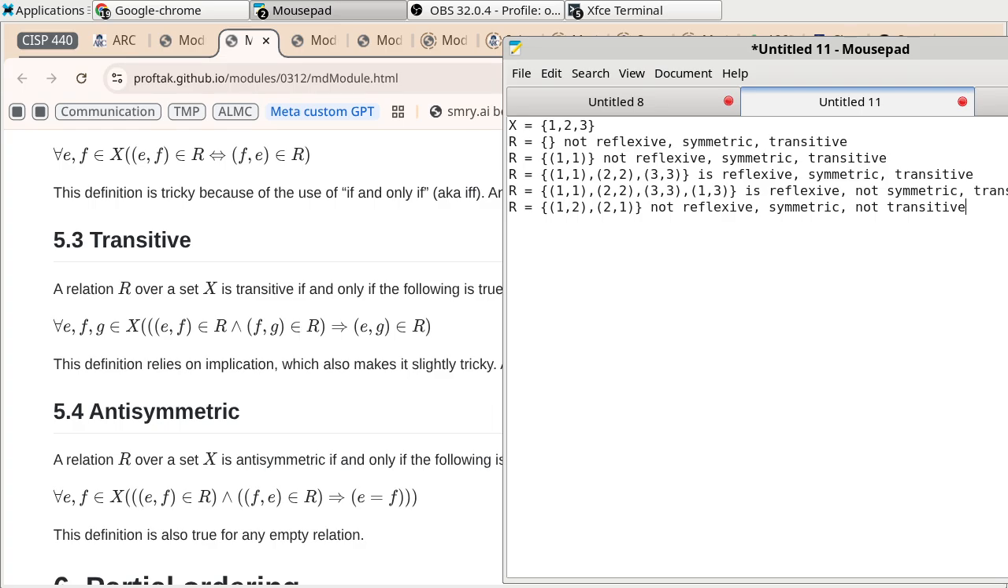So transitive is a little bit harder to spot, or I should say, something that is not transitive is a little bit harder to spot because there are more test cases that you need to consider to figure out whether something is transitive or not.